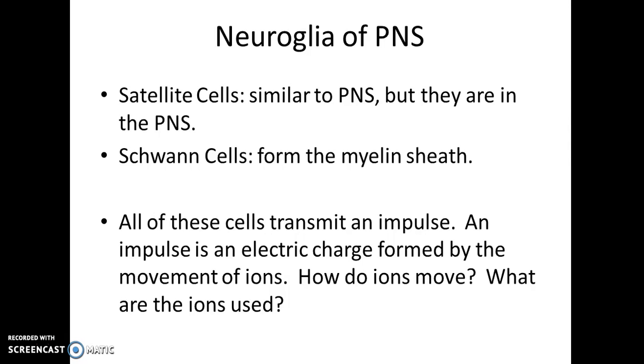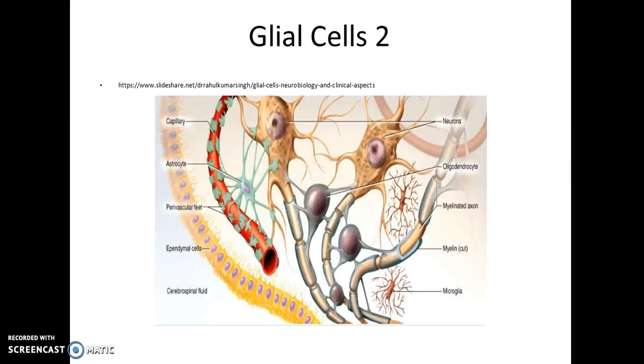Now, all of these cells transmit an impulse. An impulse is an electric charge formed by the movement of ions. How do they move and what ions are moved? Those are excellent questions, which will be answered shortly. Here we go with glial cells.